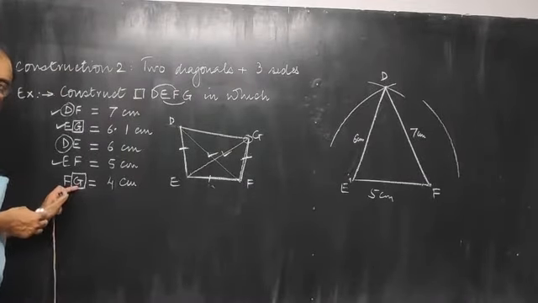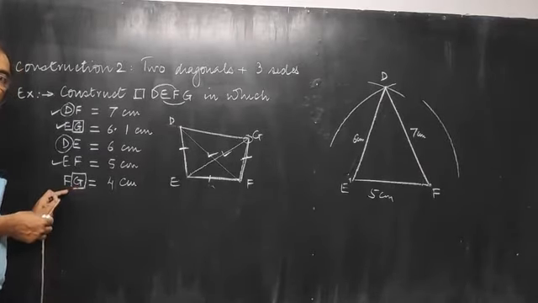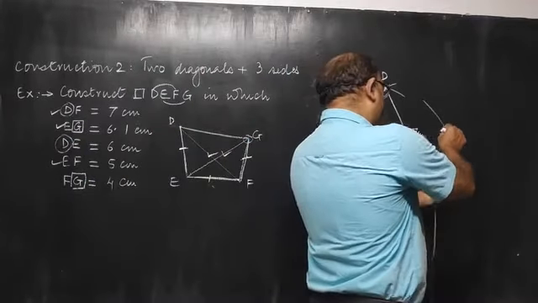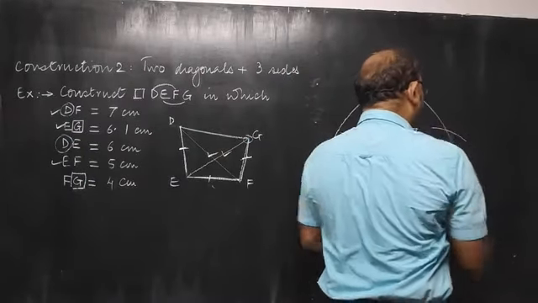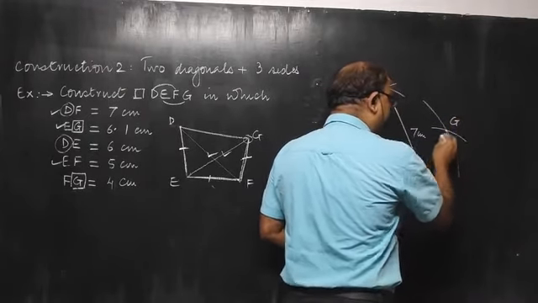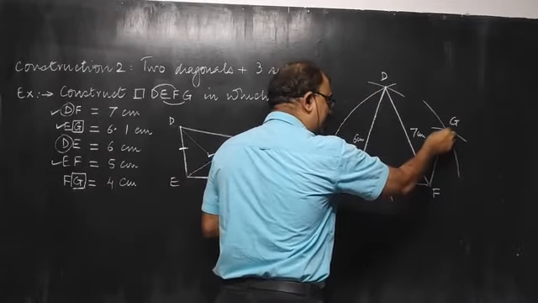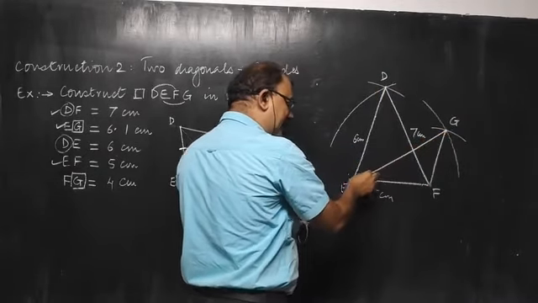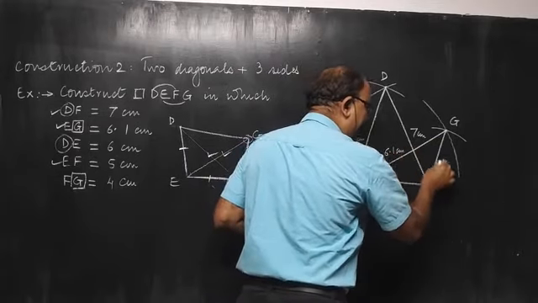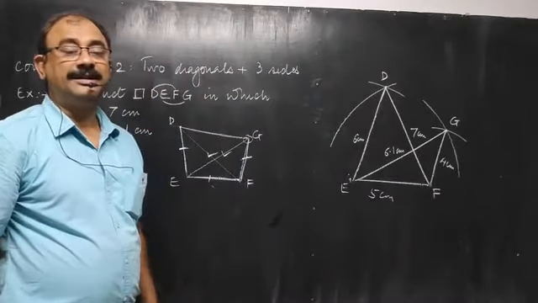My target point is G. So I will keep the rounder on point F and draw the arc. So from point F, I draw the arc. Okay. Wherever they intersect, that is my point G. Join G with F. Join G with E. Write their lengths. Okay. This is 6.1 centimeters. This is 4 centimeters.